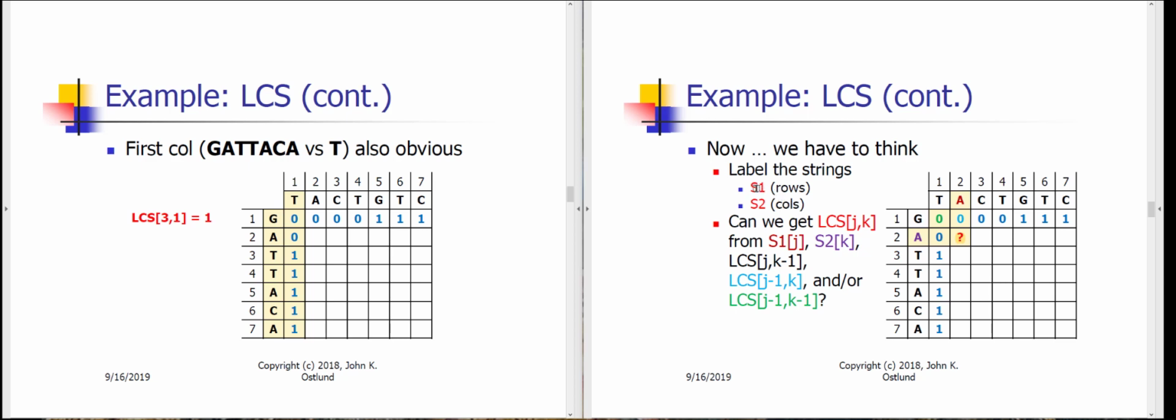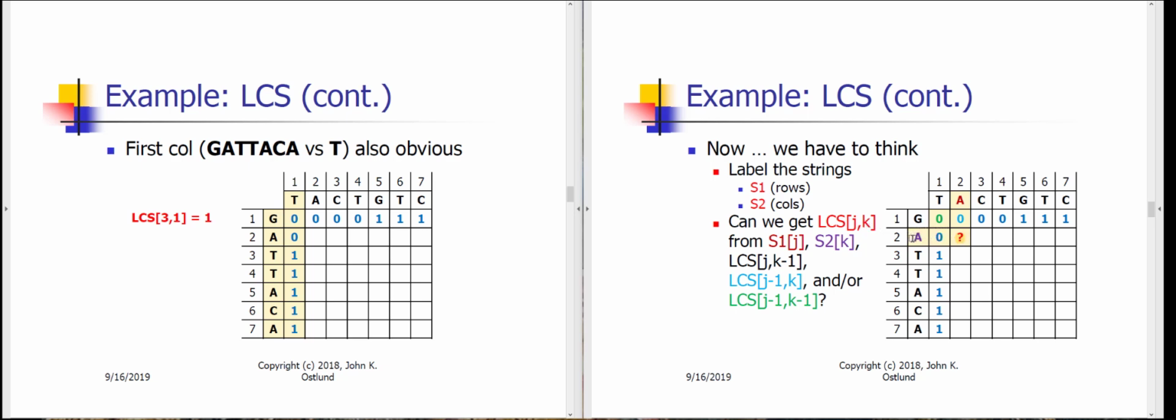Okay, so let's just call the rows S1, that's sequence 1. So our sequence 1 here, the rows are G, A, T, T, A, C, A. And the columns we'll call S2, T, A, C, T, G, T, C in this example. And in general, we're asking the question, can we figure out the longest common subsequence at some location J, K in this matrix just by looking at immediately neighboring cells? We don't want to have to reevaluate a whole bunch of past knowledge in order to figure out what the longest common subsequence is up to the current cell that we're trying to fill in.